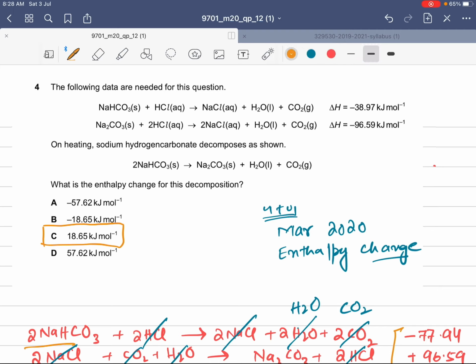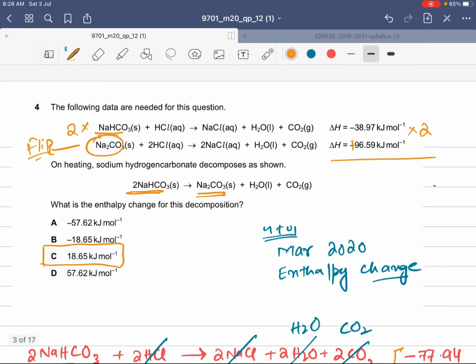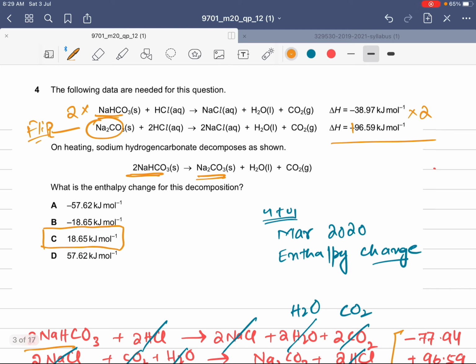As you see, sodium hydrogen carbonate, we need 2 moles on the reactant side. We have only 1 mole on the reactant side. Multiply this one by 2. So that means multiply the delta H by 2. We need sodium carbonate on the product side. We have sodium carbonate on the reactant side. Flip this one. Flip this one means the sign of the delta H would become positive, and just simply add these numbers. That's it. This is all you have to do, right? You don't have to solve the equations. You don't have to get the desired equation just to prove that yes, we have the desired equation. No, just simply solve the equations in your mind and you'll get your answer. All right, so the correct option is option C.